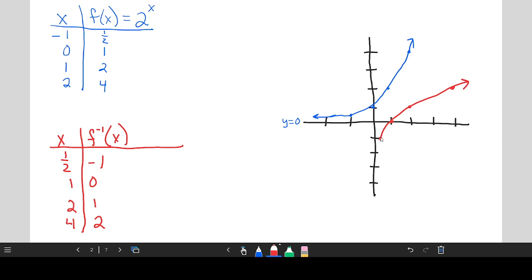So as we move to the left, this is just going to get closer and closer to the y-axis, but it's never going to touch or cross it. So the y-axis is serving as an asymptote for the inverse. So we have a vertical asymptote of x equals 0 for the inverse function.